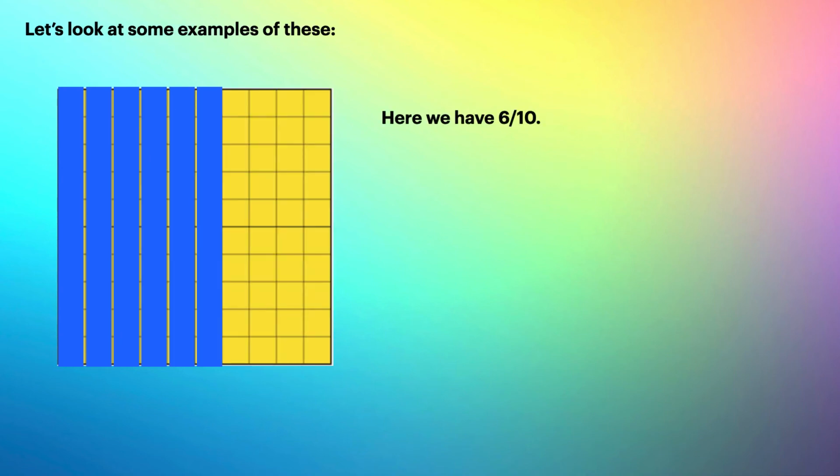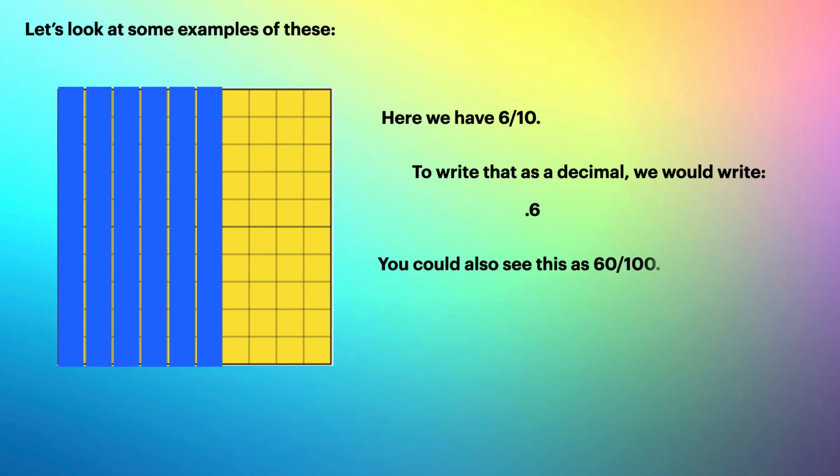Now, here we have 6/10. How would you write that as a decimal? Think in your head. 0.6, and we would pronounce that 6/10. You could also see this as 60 hundredths and write that as 0.60.